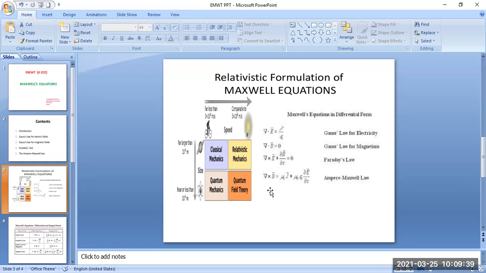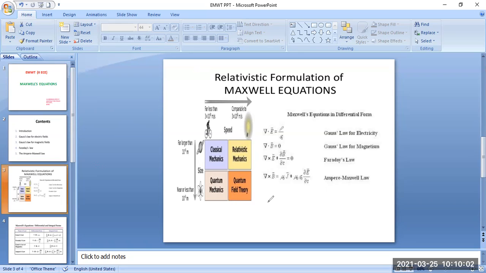And the last equation is del cross H bar is equal to J bar plus dou D bar by dou T. It can also be represented as del cross B bar is equal to mu naught into J bar plus mu naught into epsilon naught into dou E bar by dou T. Why? Because B bar is equal to mu into H bar.